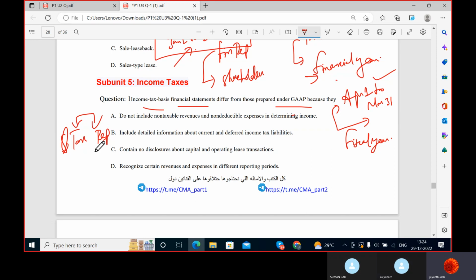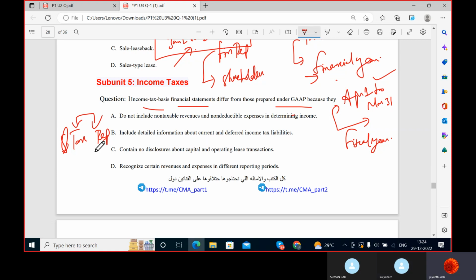Since these two have different treatments, we show certain things first in the income tax return and afterwards in the financial reports. We recognize certain things earlier in financial reports and show them afterwards in the income tax returns. This is the only reason because of which these two differ. Am I right?